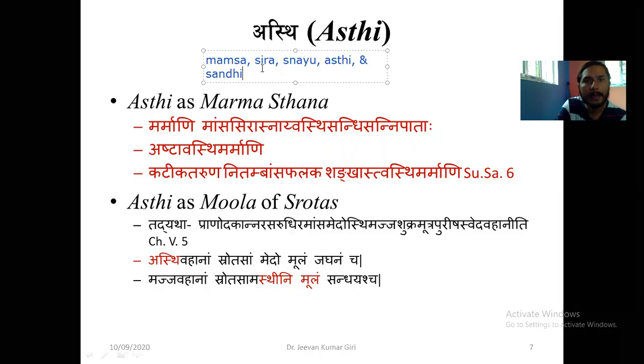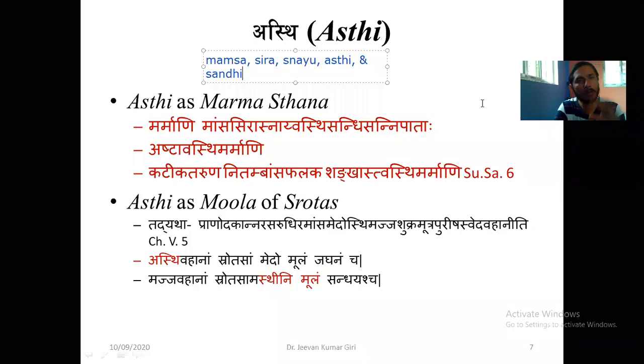Now see, though all these structures form the Marma, in a particular Marma there may be predominance of one structure. Either Mamsa may be predominant there, while Sira, Snayu, Asthi, and Sandhi are present in the recessive form. On the basis of predominance of this structure, Marma are classified into five categories: Mamsa Marma, Sira Marma, Snayu Marma, Asthi Marma, and Sandhi Marma.